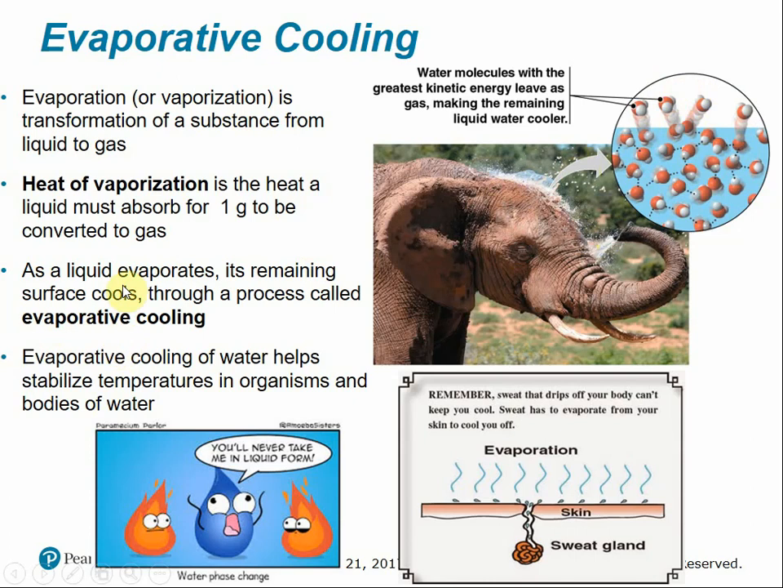So as the liquid evaporates, the remaining surface cools. This helps to stabilize temperatures in organisms and in bodies of water. This is the basic principle behind sweating, how sweat works to cool us off. You have to let the sweat evaporate from the surface of your skin in order to cool your body off. If you just wipe the sweat away, it's not going to work through evaporative cooling. It has to stay on your skin surface long enough to evaporate and carry that heat energy away with it.